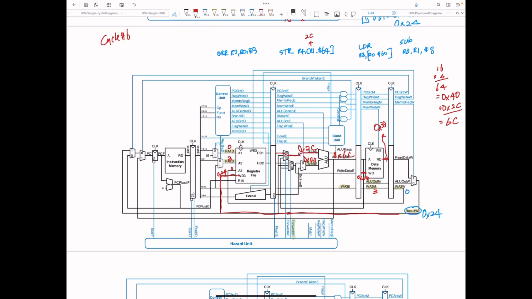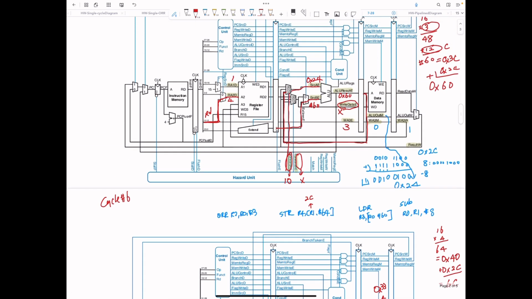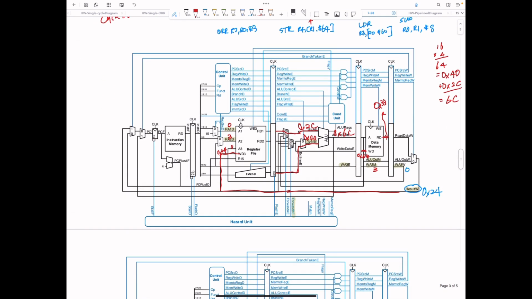And 2C is coming from a register, right? And 40 is coming from the immediate. And then we're going to write into memory location 0x6C, that is for register 4. Register 4, which is the 0xAA. 0xAA is going to be the write data E, and that is coming from the register. Therefore, forward A is going to be 0, and forward B is going to be 0 as well.